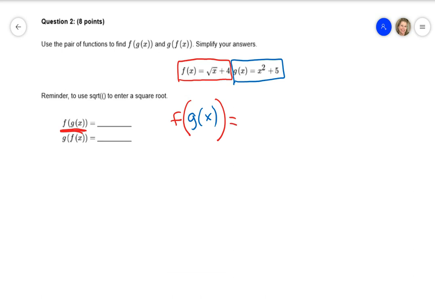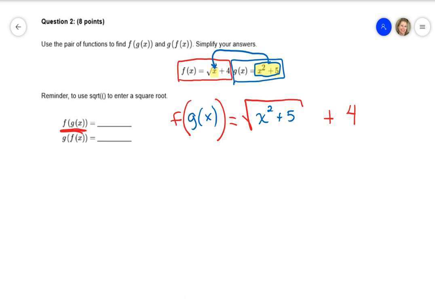And I'm going to use a highlighter to try to show this. The blue function is x squared plus 5. So I'm going to take this x squared plus 5, and I am going to put it into the other equation where the x is. So f of x is the square root of x plus 4, but in place of the x, I am going to insert the x squared plus 5. Now this does say to simplify my answers, but that cannot be simplified.